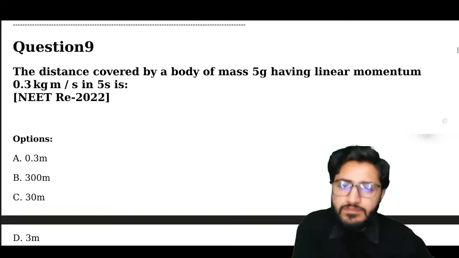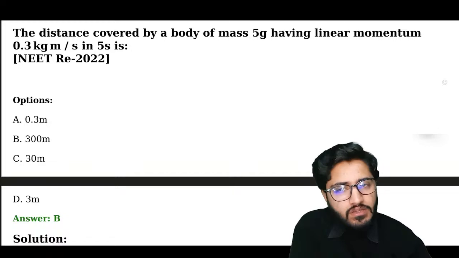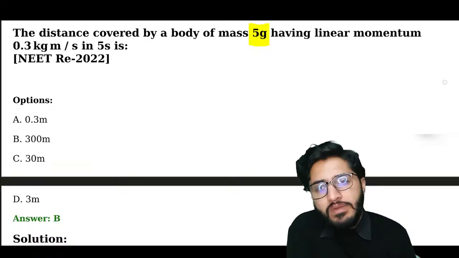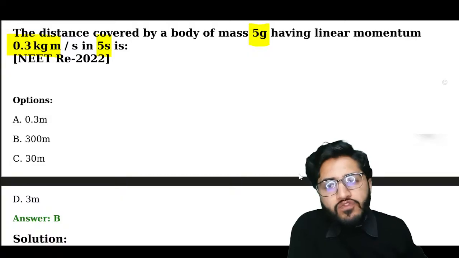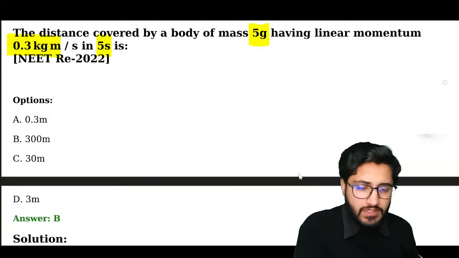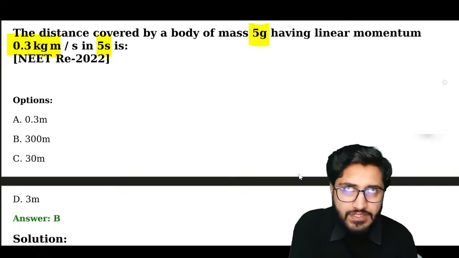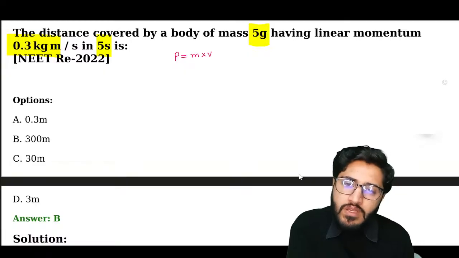Okay, next numerical. The distance covered by a body of mass 5 gram. Mass is given to me, linear momentum is also given to me, and time is also given to me. And what do I need to find out? The distance. So how to get the distance? First of all, momentum. Is it mass into velocity? Yes, sir. Momentum is 0.3.